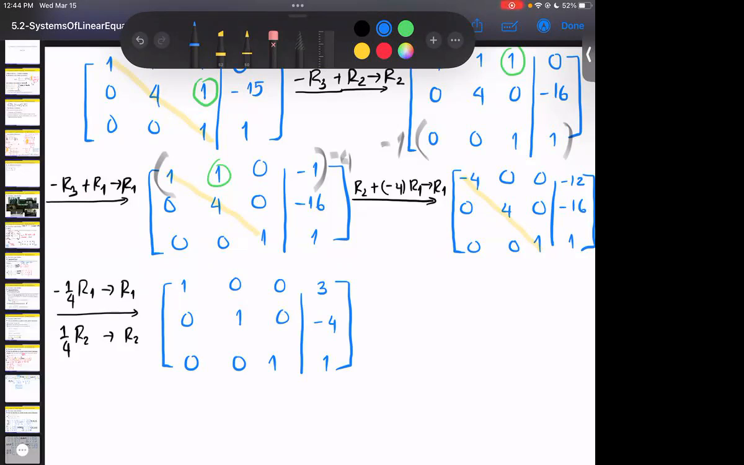It's long. It's not difficult. It's just long. It's very easy to make mistakes. I still make a mistake doing this a lot. What's my solution? 3, negative 4, 1.